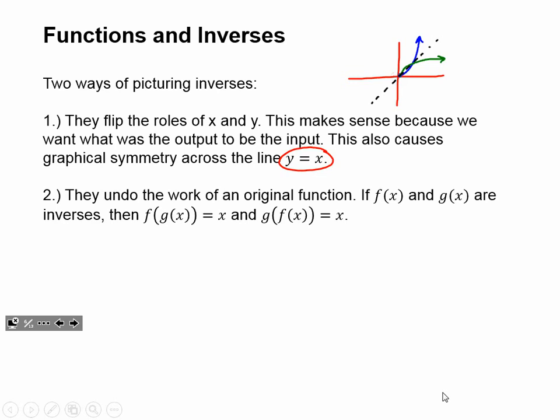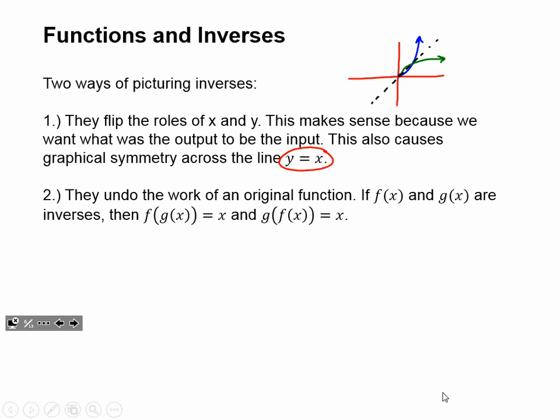Secondly, the other big topic of inverses is that they undo the work of an original function. So if we go back to our gas example, having gallons as an input and cost as an output, with our inverse function, we would have gallons as an output and cost as an input. So again, just switching the roles of our input and output.